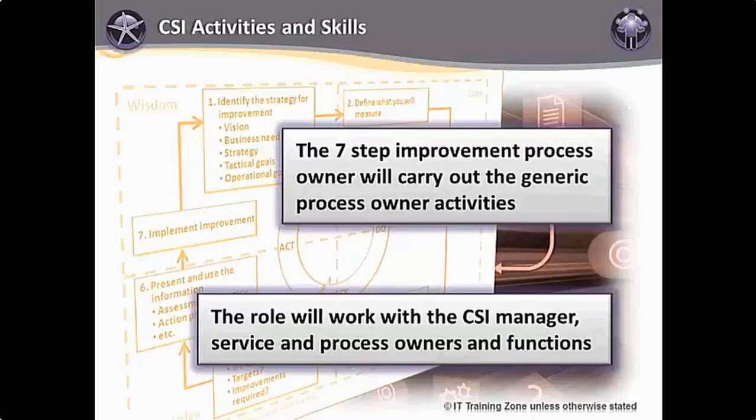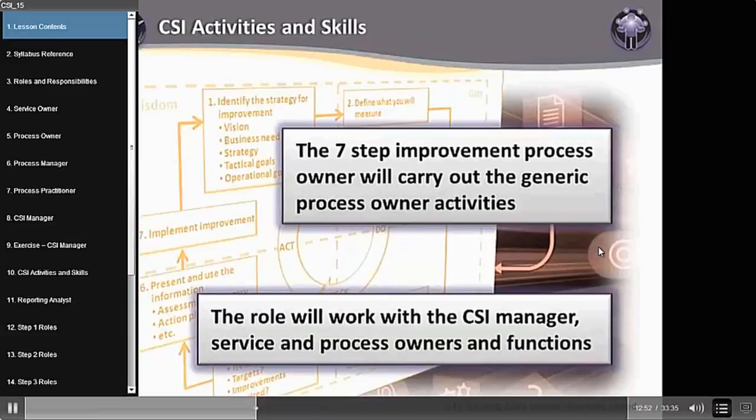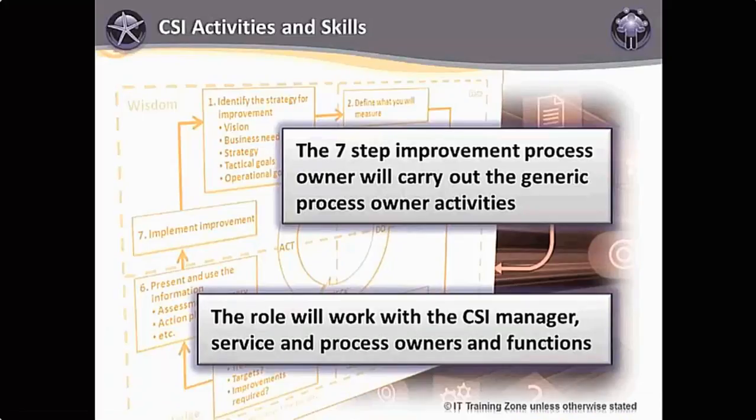Firstly, the 7-step improvement process will need an owner. This role will carry out the generic process owner activities we've already discussed. In addition, it will work with the CSI manager, service and process owners and functions to make sure that the improvement process is embedded throughout the service lifecycle.